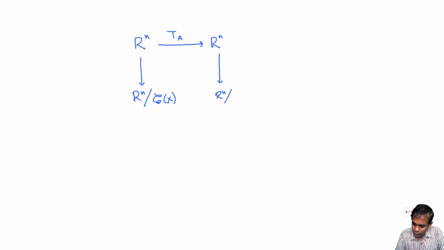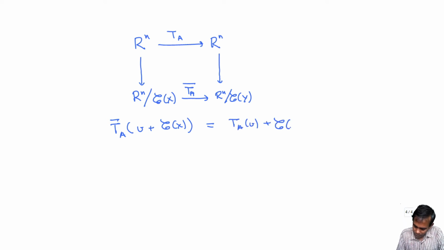So T subscript A is from R^m to R^m, and you have this quotient map from R^m to R^m mod the column space of X, and you have the quotient map from R^m to R^m mod the column space of Y. But this map T subscript A takes the column space of X onto the column space of Y. So it gives rise to an isomorphism T subscript A bar, defined by T_A bar of V plus the column space of X is equal to T_A V plus the column space of Y. And this fact that T subscript A maps the column space of X isomorphically onto the column space of Y says that T bar A is a well-defined isomorphism from R^m mod the column space of X to R^m mod the column space of Y.